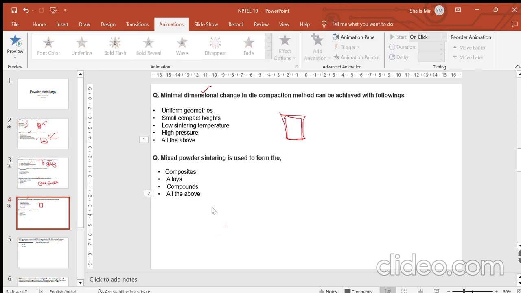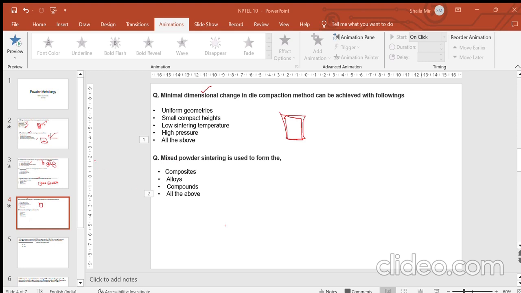Now we have another question that says, mixed powder sintering is used to form the composites, alloys, compounds, or all of the following. Because we are having a mixed powder sintering, that means we have phase 1 and phase 2. If these two phases are being mixed together and sintered, we have different types of products that are formed.